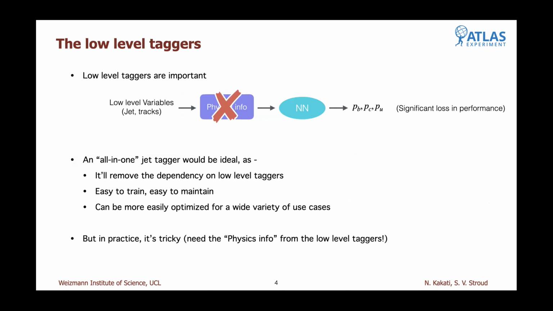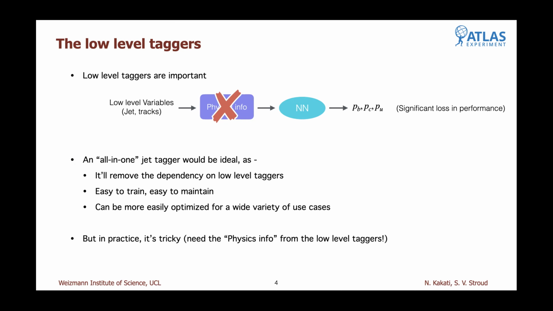In this setup, the low-level taggers are very important because they give us this physics information. It turned out that if you remove these low-level taggers, the setup usually doesn't work. You have a significant loss in performance. Although an all-in-one tagger, where we don't have these low-level taggers, would be very ideal because you'd have fewer moving parts. So it will be very easy to train and very easy to maintain. Also, if you have such an all-in-one tagger, you can easily optimize it for a variety of other use cases. The optimization will be very trivial in this case.